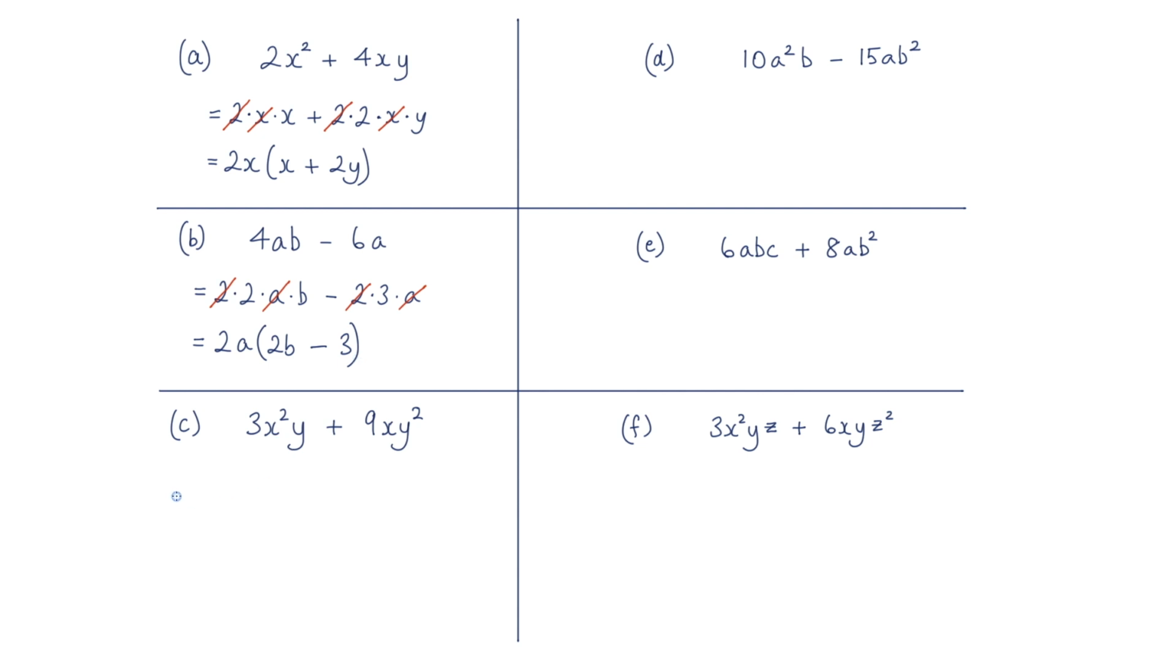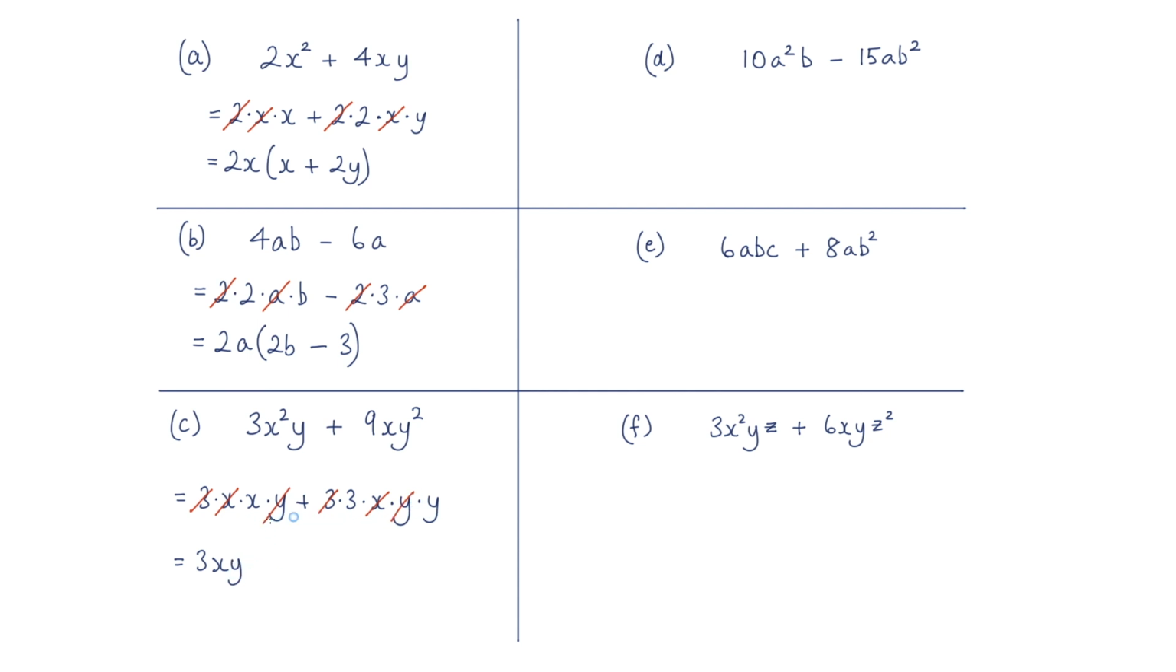On to C. Similar approach, we've got the 3 multiplied by x, multiplied by x, multiplied by y, plus 9 we can break down into 3 multiplied by 3, multiplied by x, multiplied by y, multiplied by y. Let's have a look at what's common. We have a 3 here and here, so we can write down the 3. We have an x that's common in both, so we write down the x. And then we've got a y and a y, so we can write down the y.